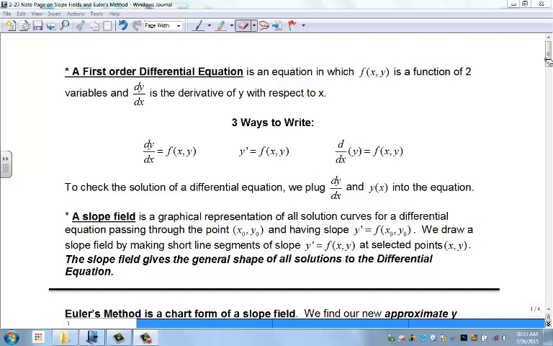Good morning, kids. Today we're going to talk about a different type of slope field, basically. It's a slope field that we do algebraically. It's called Euler's method, and it's a chart that takes you through the steps of a function.